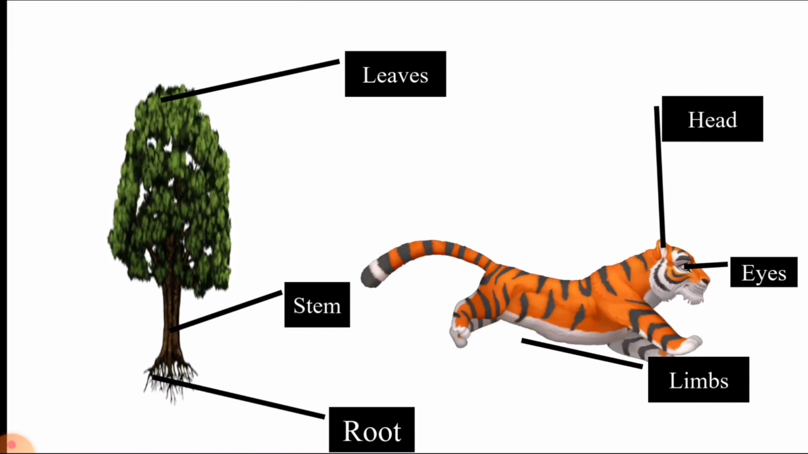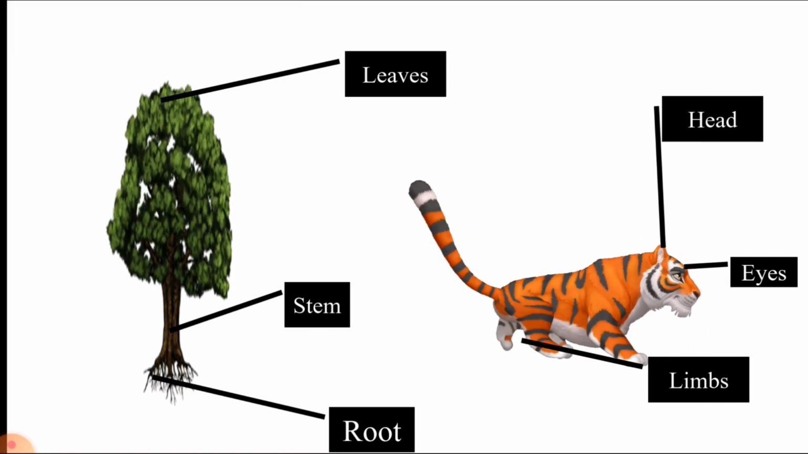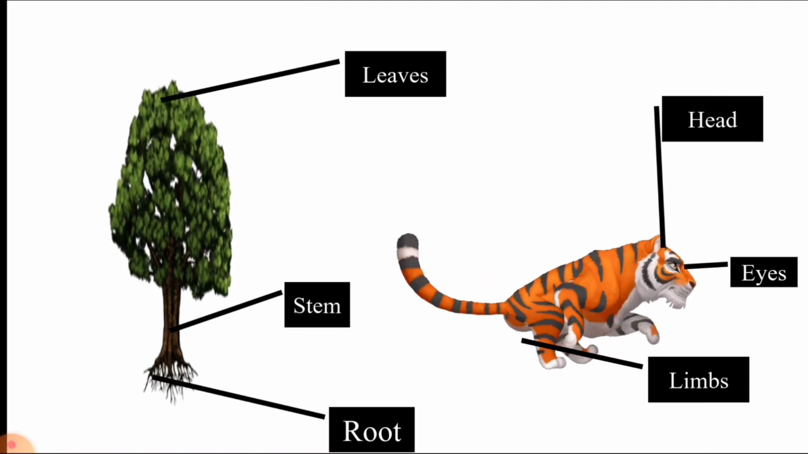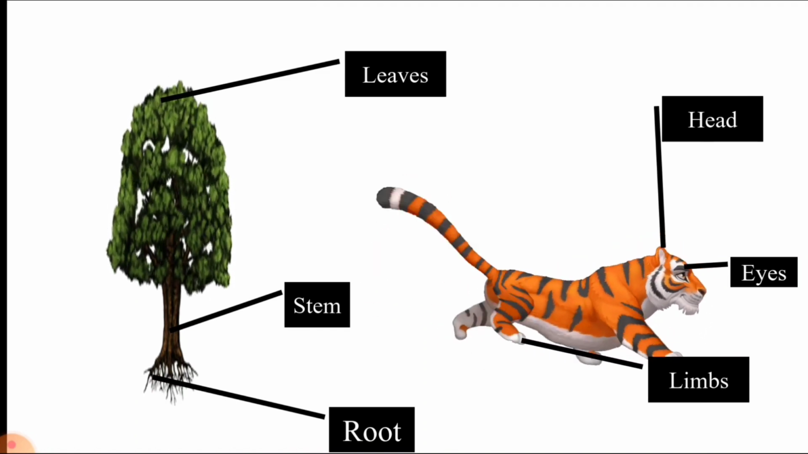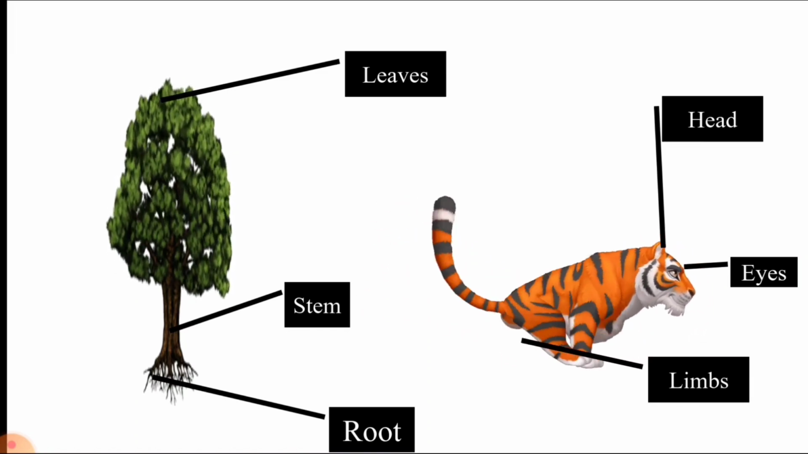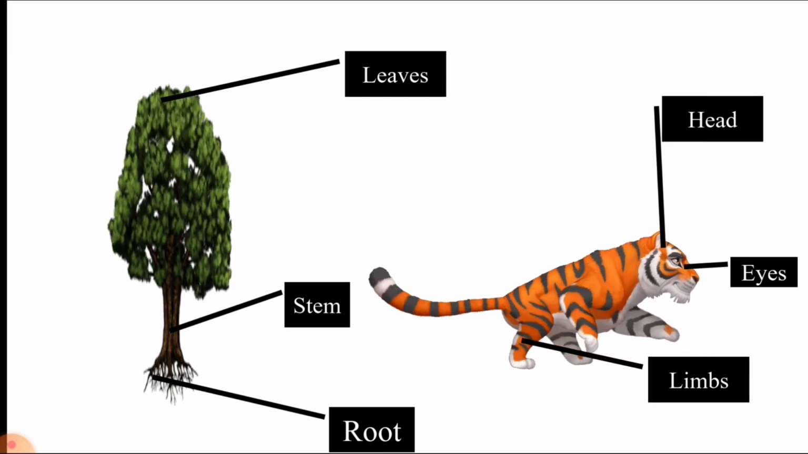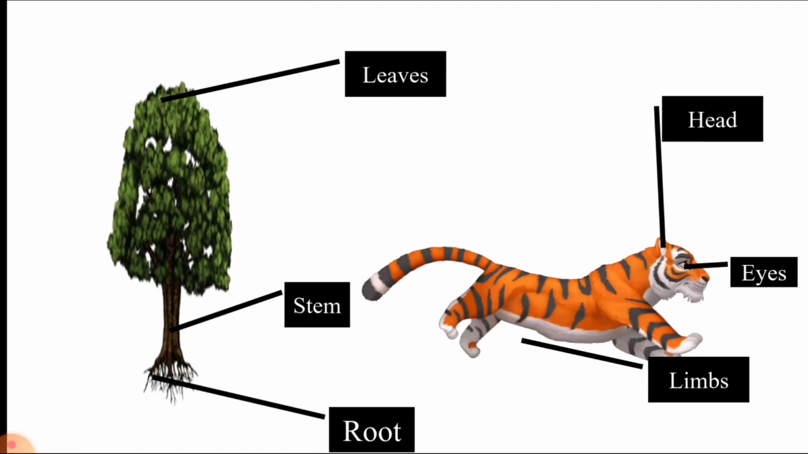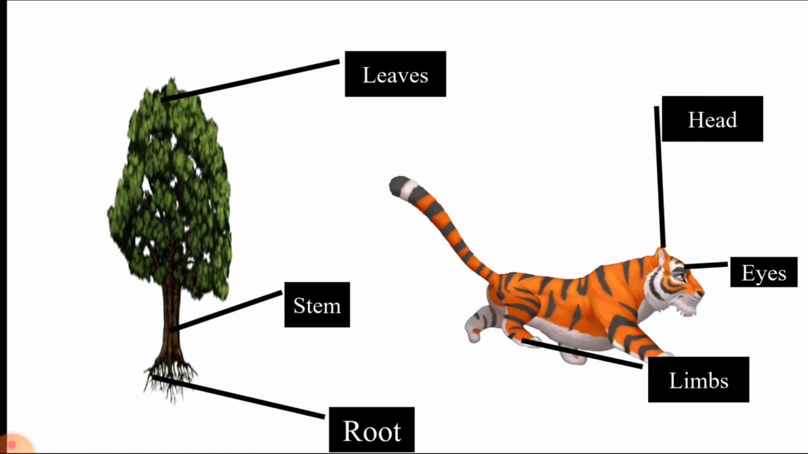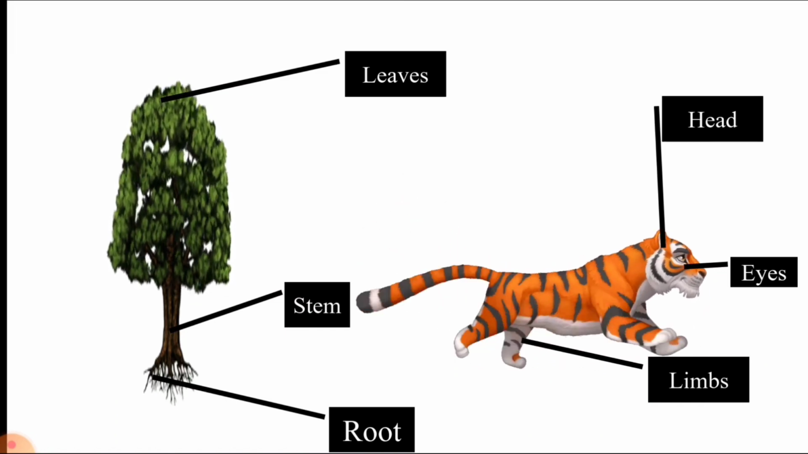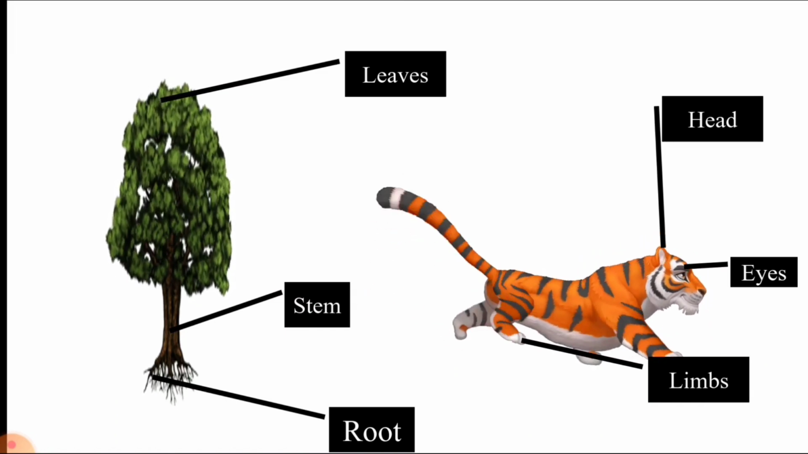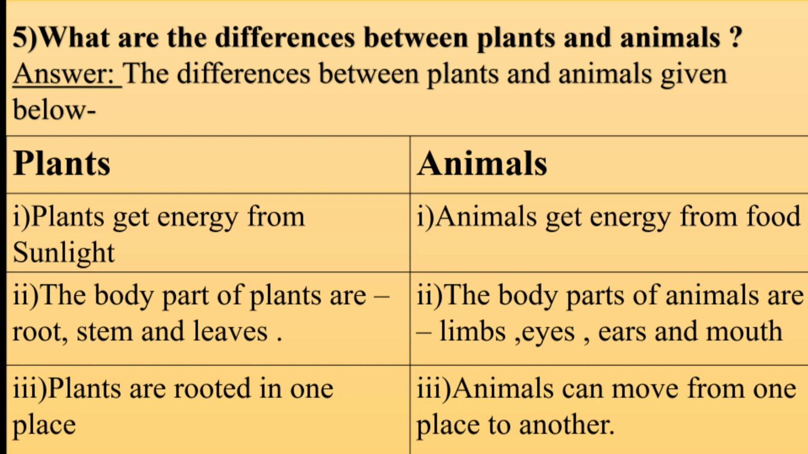Another thing that we can talk about is, how are they moving? Plants cannot move from one place to another. They stay in one place and they are rooted to the ground. But the animal can move from one place to another by using their limbs. So these are the differences between a plant and an animal. We can arrange the information and write the answer properly.